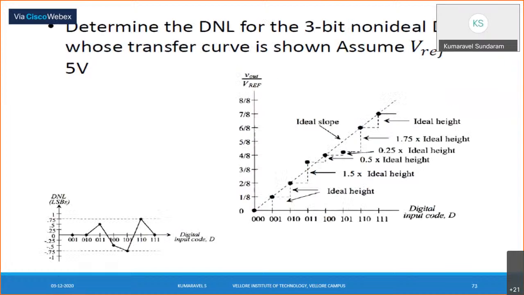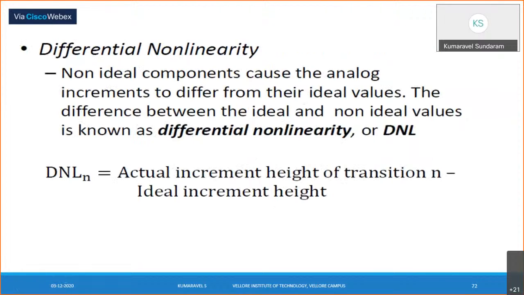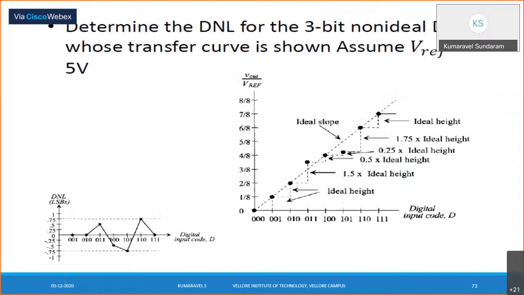So if you observe this, we are determining the DNL for the 3-bit non-ideal DAC whose transfer curve is shown, assuming V reference equal to 5 volt. So this is the characteristic for a DAC we have got. Now we need to calculate the DNL. DNL is the actual increment height of transition minus the ideal height, right? For 001, the actual height, and the ideal height also is going to be 1 by 8.